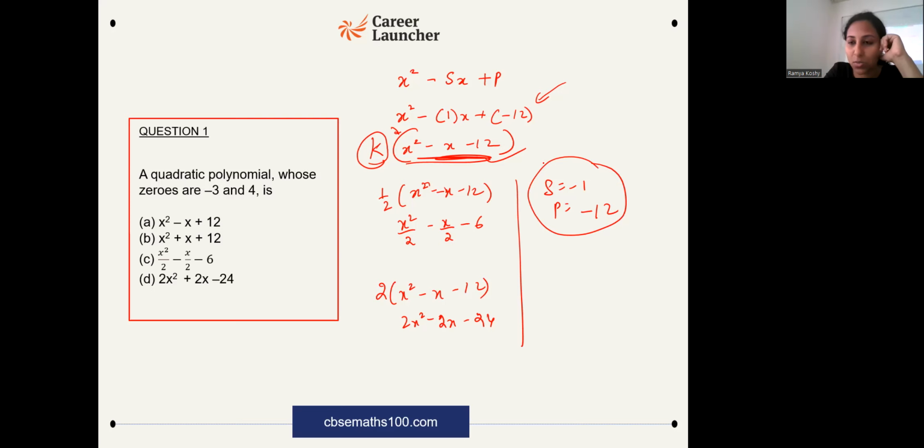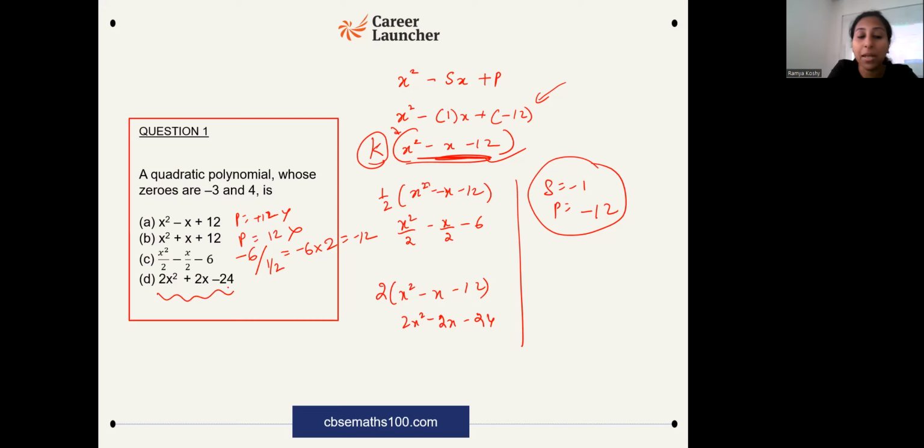If sum is minus 1, product is minus 12. Let's see where that is happening. Here, product is plus 12. This is not the answer because product is C by A. C by A is not becoming minus 12 here in option A. In option B, product is becoming again 12. So this is also not the answer. In option C, what is the product becoming? C by A will be minus 6 divided by half. Division by half means multiplication by 2. Okay. So this is becoming minus 12. So this could be an answer.